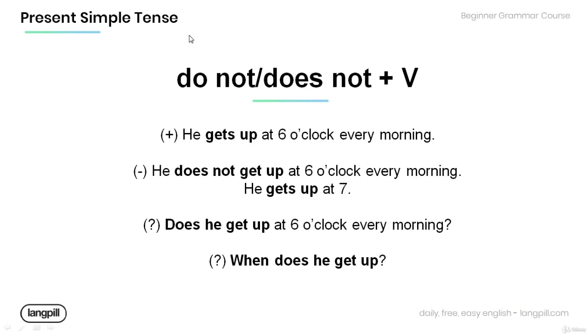Now let's have a look at the use of do not and does not plus verb. Have a look at the examples below. Let's start off with a positive sentence. He gets up at 6 o'clock every morning. The negative form of this sentence would be, he does not get up at 6 o'clock every morning.